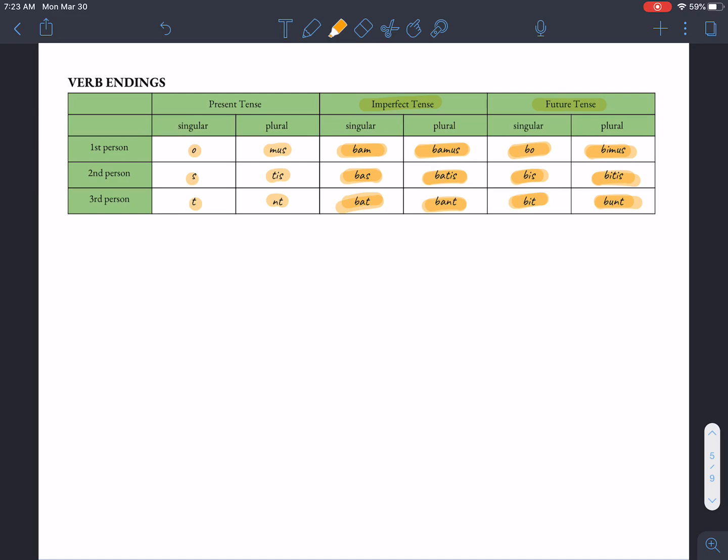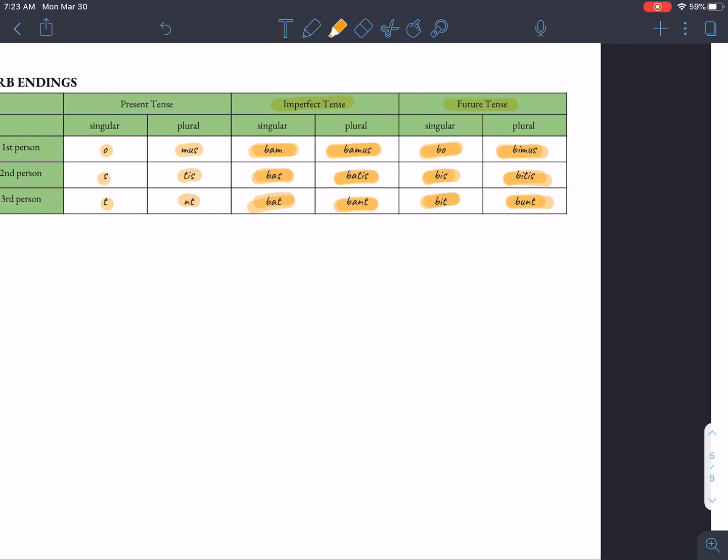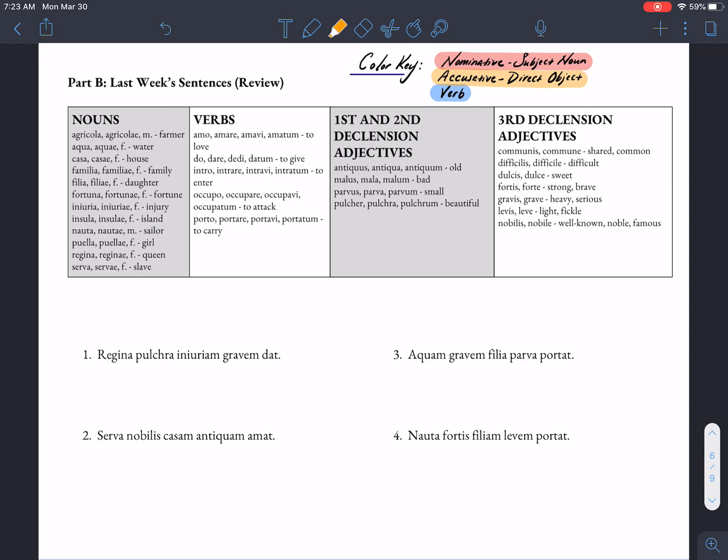Okay, so those are our verb chants for this stuff. So check your work, make sure you got it all. And when you're ready, we're going to move on to part B, and that is we're going to be reviewing last week's sentences.